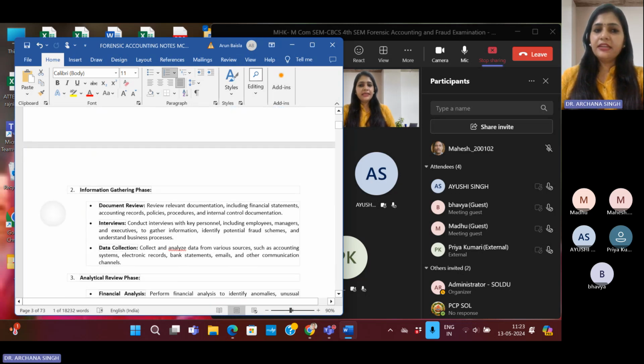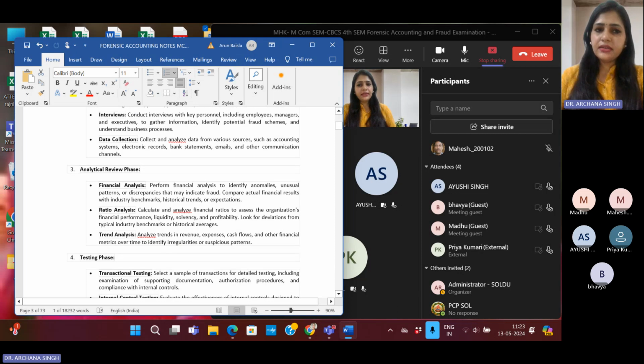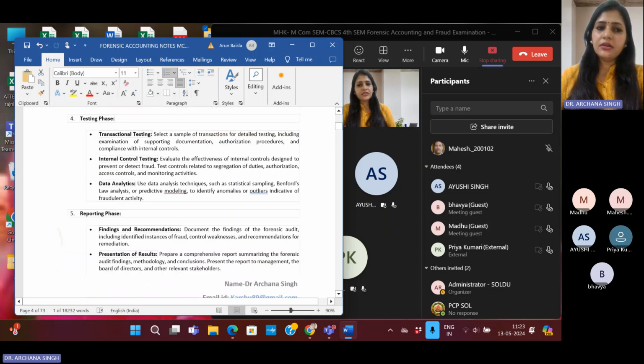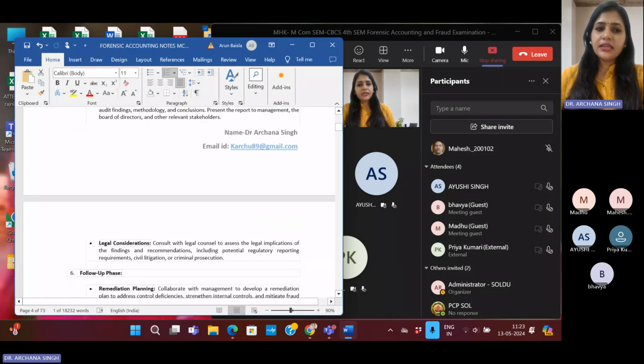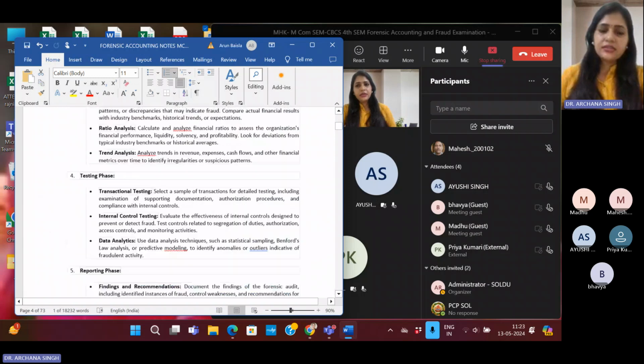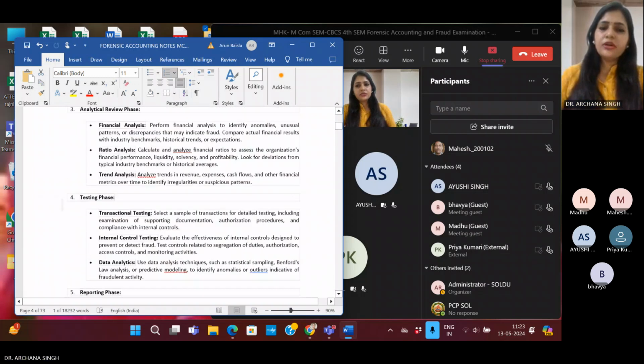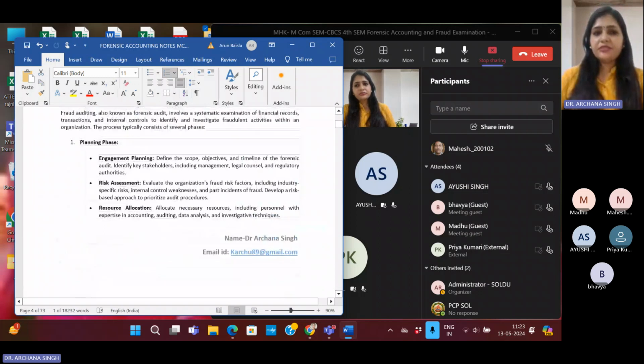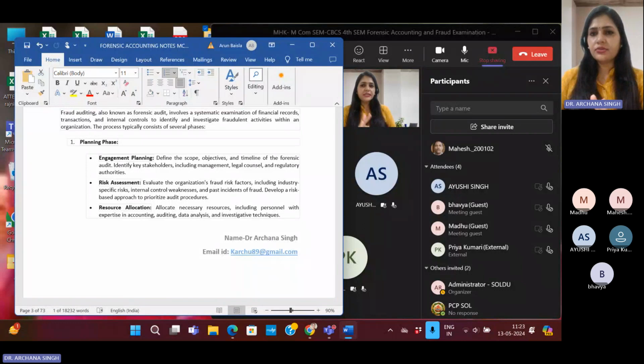And second is the information gathering phase. After planning, you have to gather the information. Third is your analytical review phase, where you have to review. After that is the testing phase. And last is your reporting phase and legal consideration. These are the 6 phases an auditor has to face while auditing. We will discuss it again one by one. First one is the planning phase. The planning phase basically includes engagement planning, risk assessment, and resource allocation.